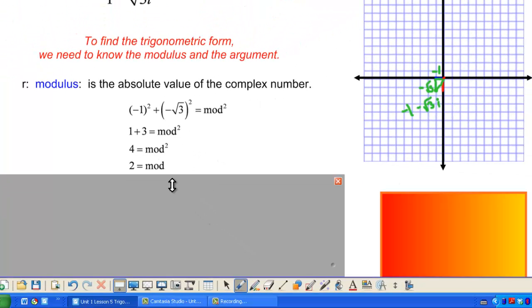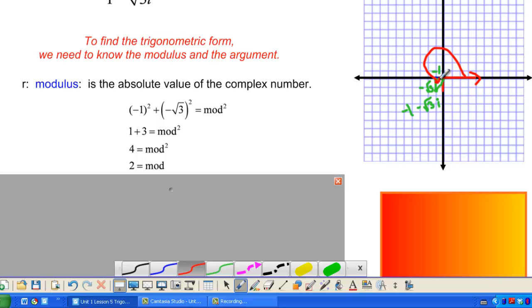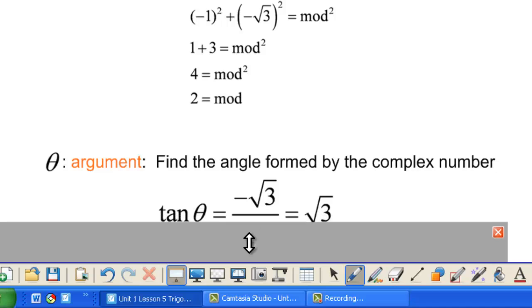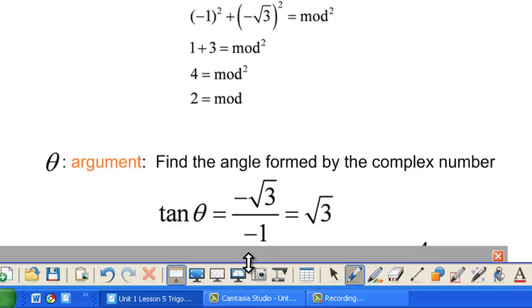The second part that I need is the argument. The argument is this angle that has been formed. Remember, this is my initial side of any angle in standard form, all the way to the modulus. So I need to figure out that angle. Well, I can use SOHCAHTOA to remind myself that if I know the measurements of -1 and -√3, then I could use tangent. The tangent of theta equals -√3 over -1, which is √3.